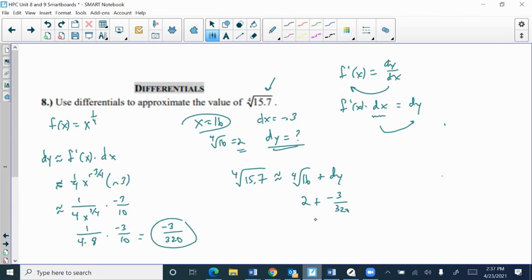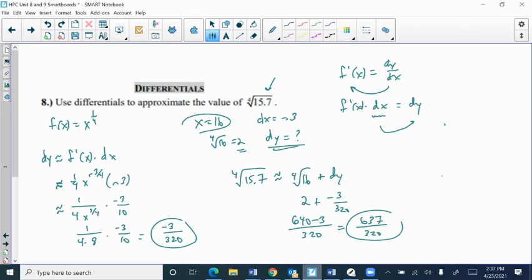-3/320. So if I think about 2 in the form of a fraction over 320, that would be 640/320. Take away 3/320, and that is 637/320. Okay.